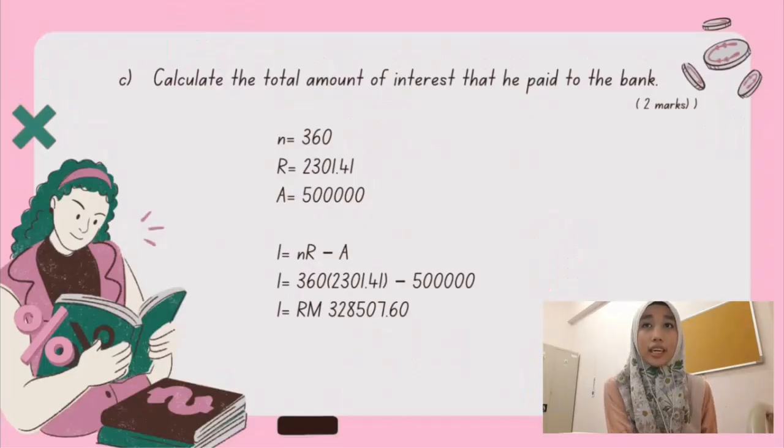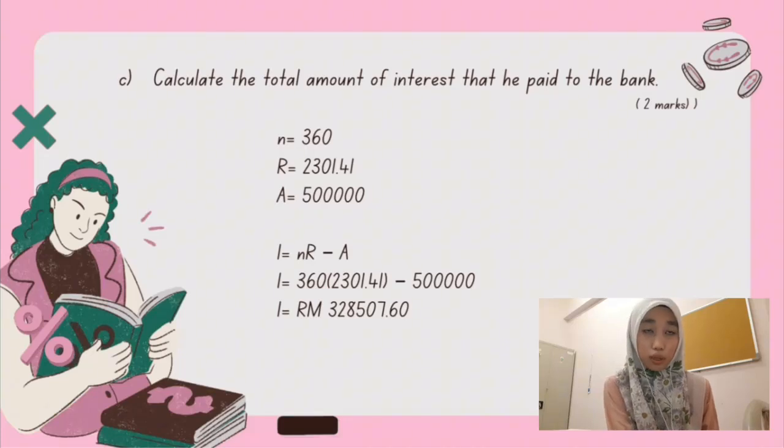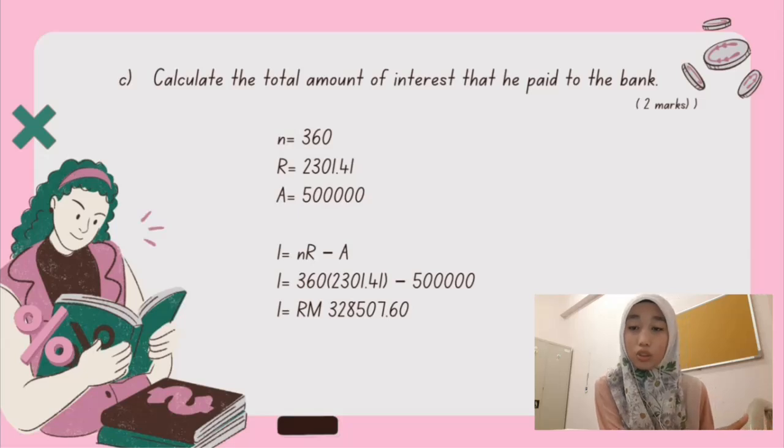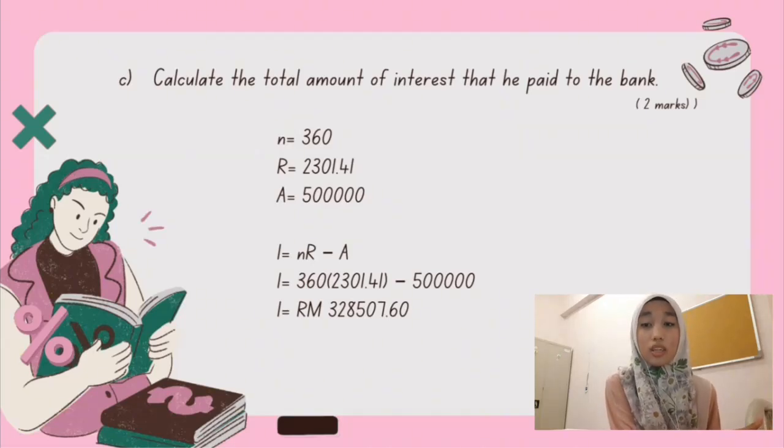Question C. Calculate the total amount of interest that he paid to the bank. So for this question, I am going to use the interest formula, which is I equals NR minus A. I equals 360 times 2,301 ringgit and 41 cents minus 500,000. And the final answer that I got is 328,507 ringgit and 60 cents.